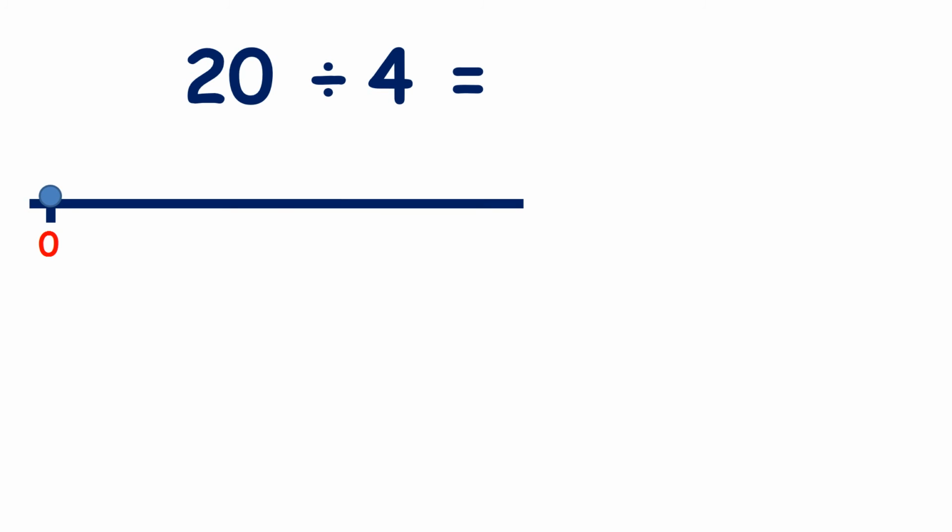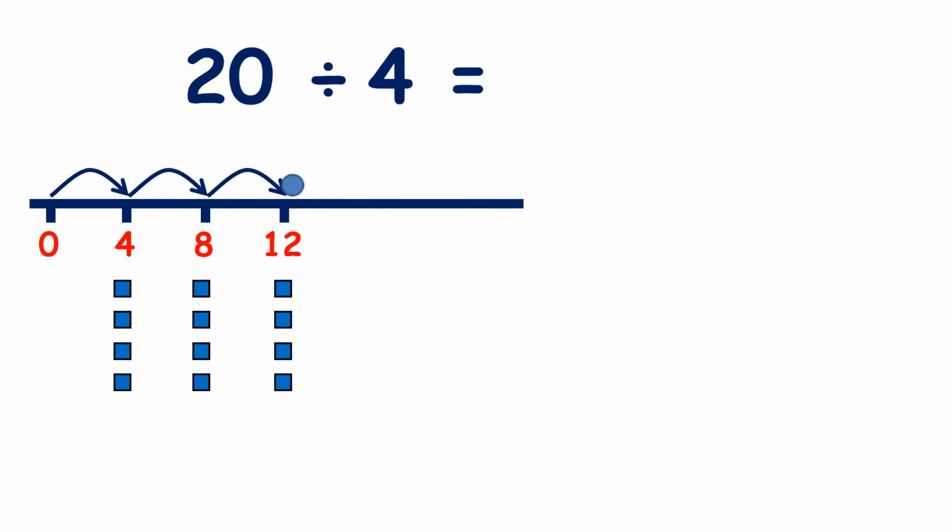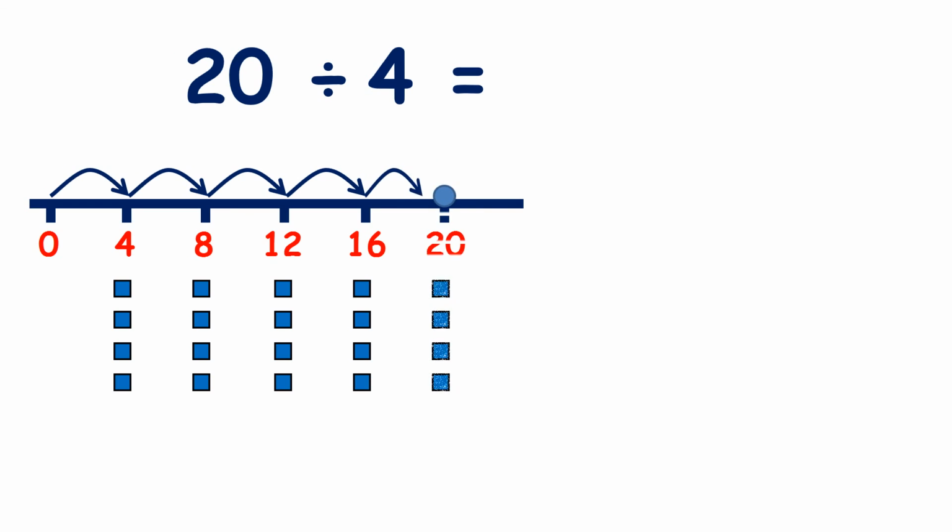And how can we divide on a number line? Well, we count up in steps of the divisor until we get to the dividend. So we count up in steps of 4 until we get to 20, and then we count how many jumps we made. So let's count up 4, 8, 12, 16, 20, and that's 1, 2, 3, 4, 5 jumps, so 20 divided by 4 is 5.